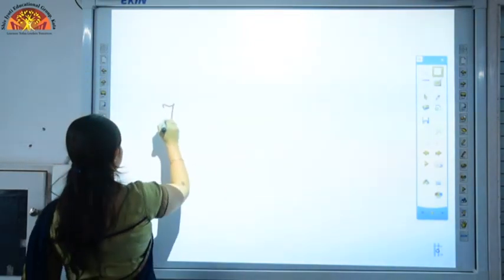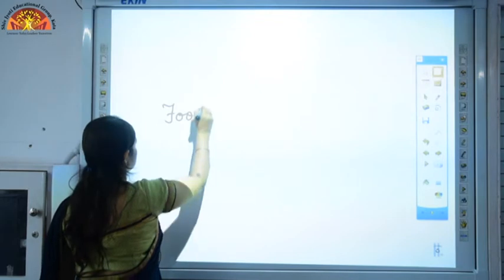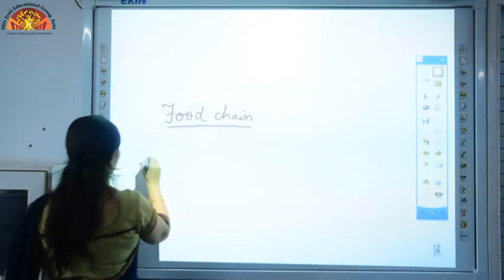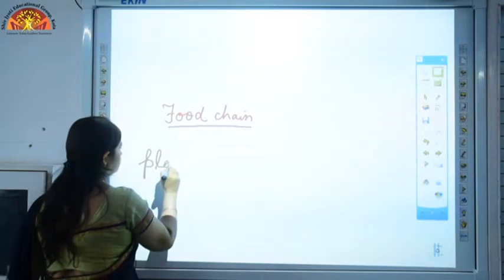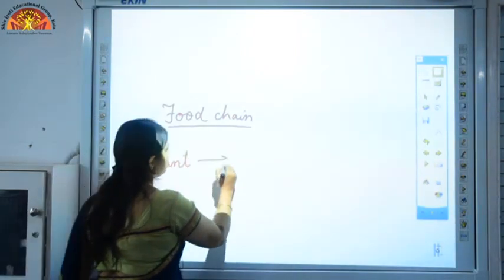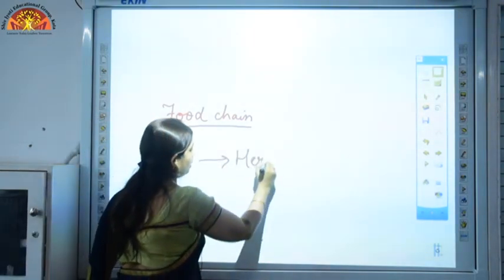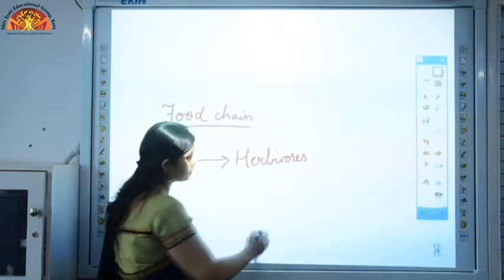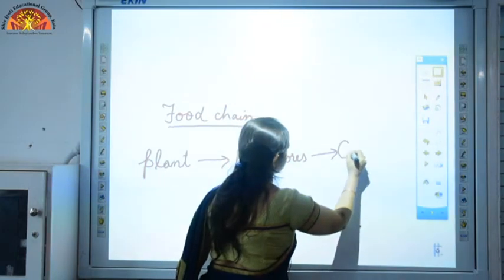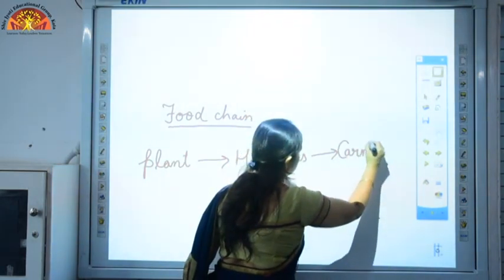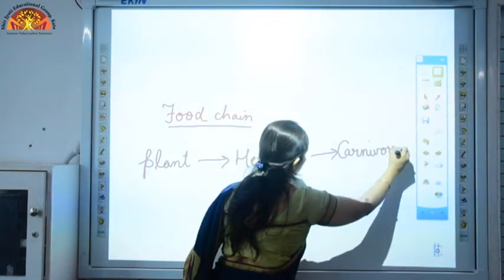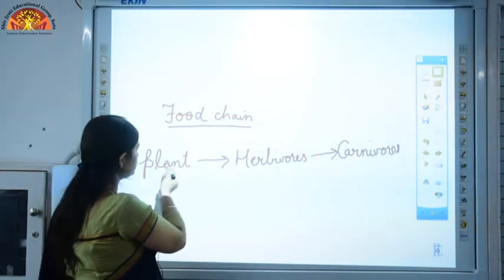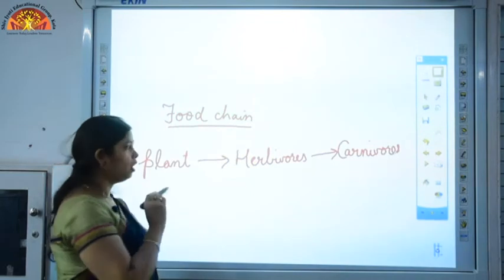Now if we talk about the food chain, it is like plants, they are producing the food, then plants are eaten by herbivores as they are the plant eating animals, and herbivores are eaten by carnivores as they are the flesh eating animals. Now we can see that directly or indirectly all different types of animals are dependent on plants for their food.